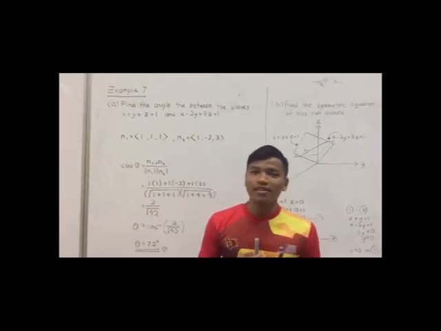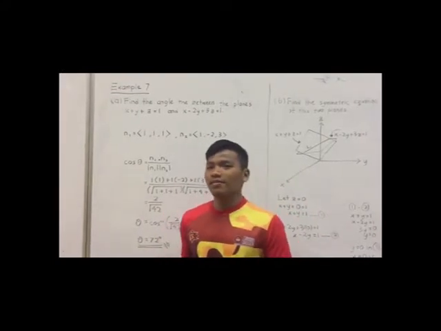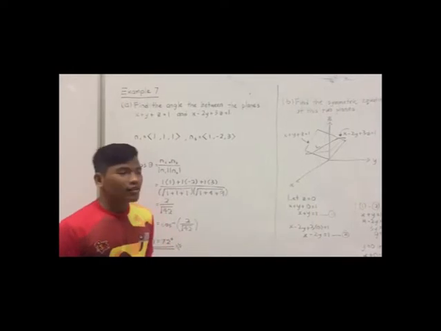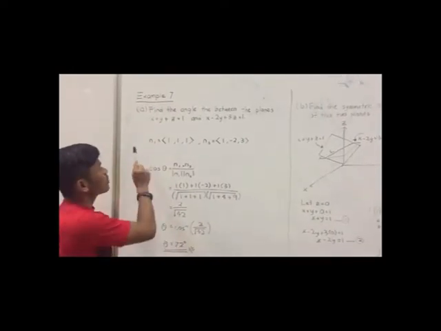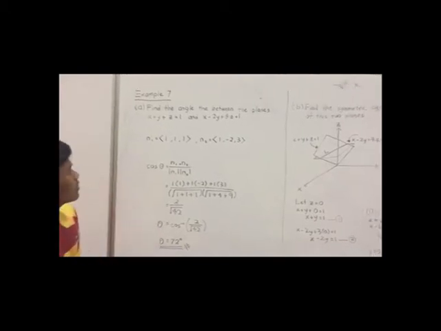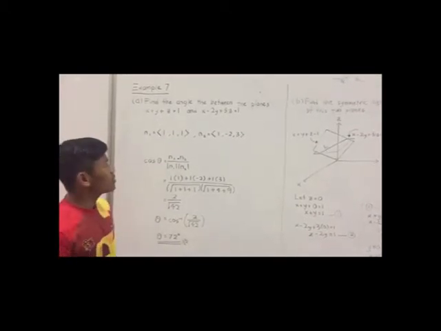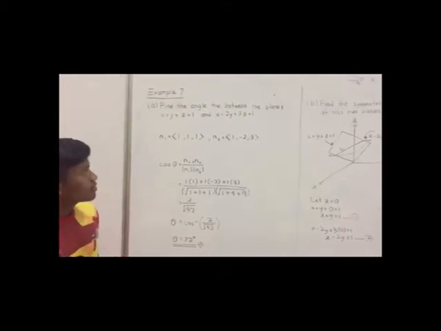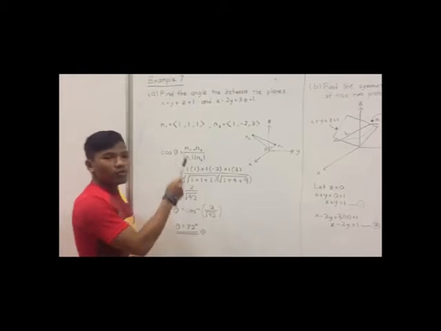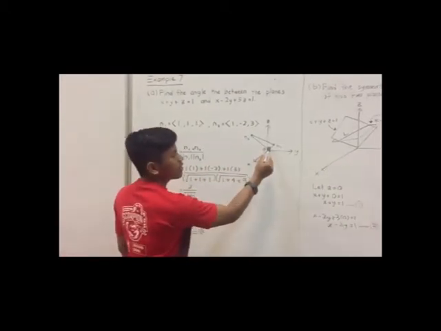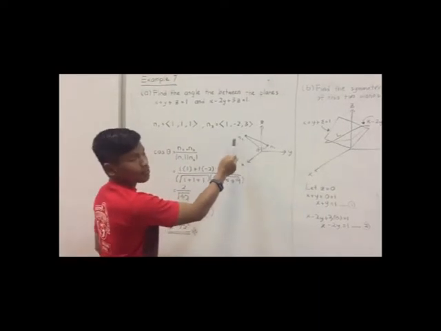Today I will present for our assignment, which is example 7. For example 7, question A: find the angle between the planes x plus y plus z equal to 1 and x minus y plus 3z equal to 1. From question A, we want to find the angle between the two planes.